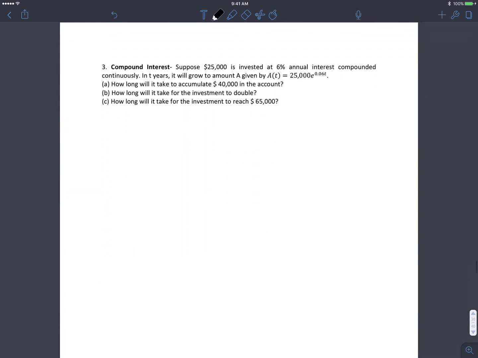Question 3. Question 3 is similar in some sense. Now, it is an interest account. It's compound interest. Suppose $25,000 is invested at 6% annual interest, compounded continuously. So we have the following equation to use. So the amount here is some initial amount, e to the RT power.